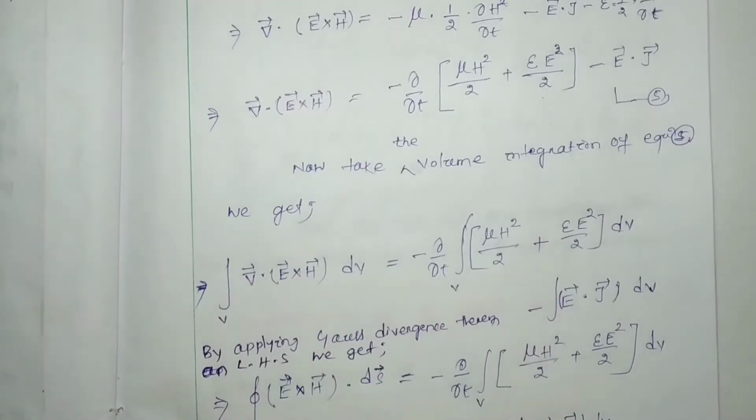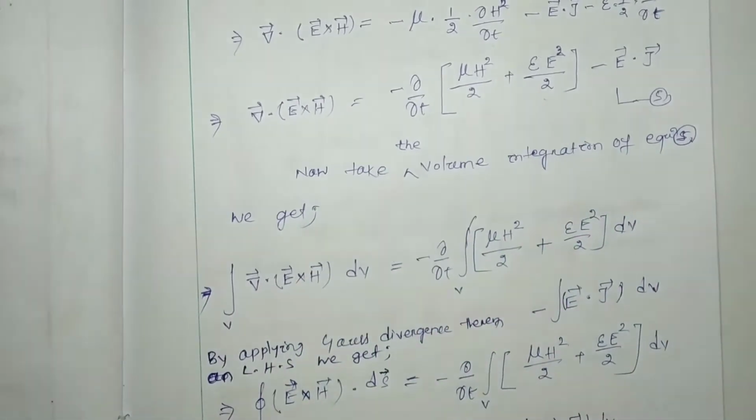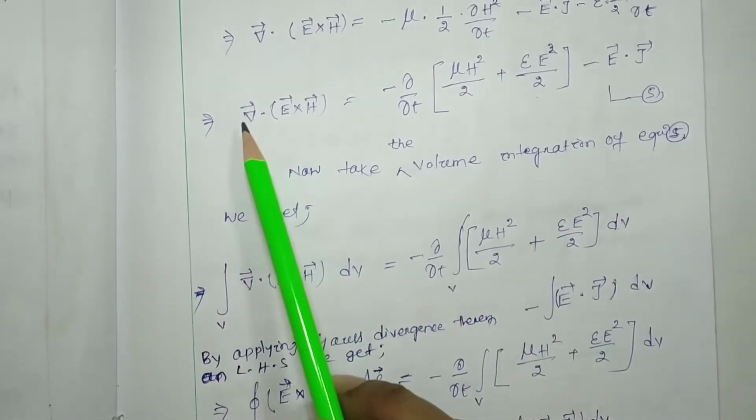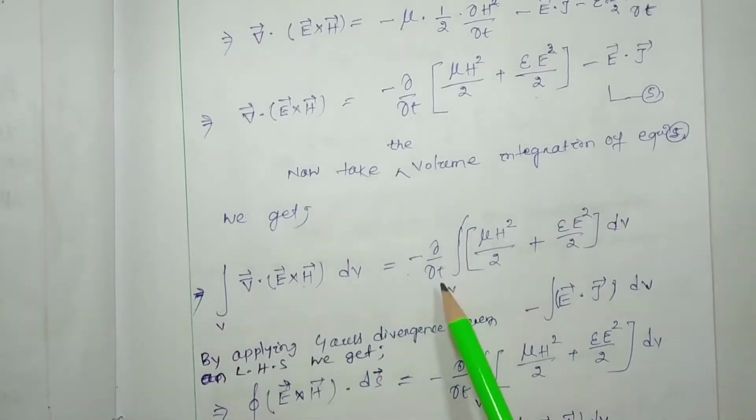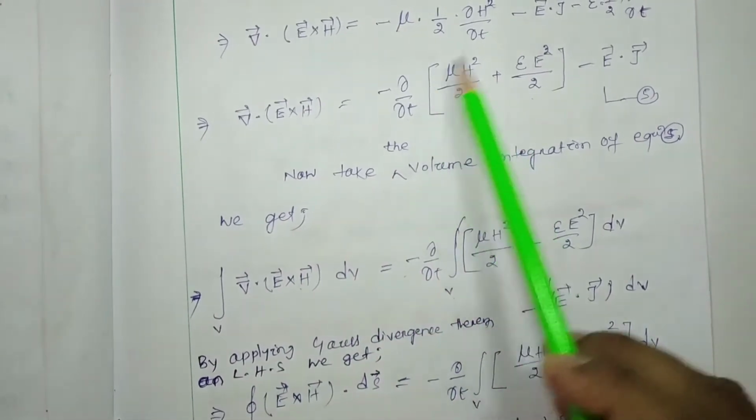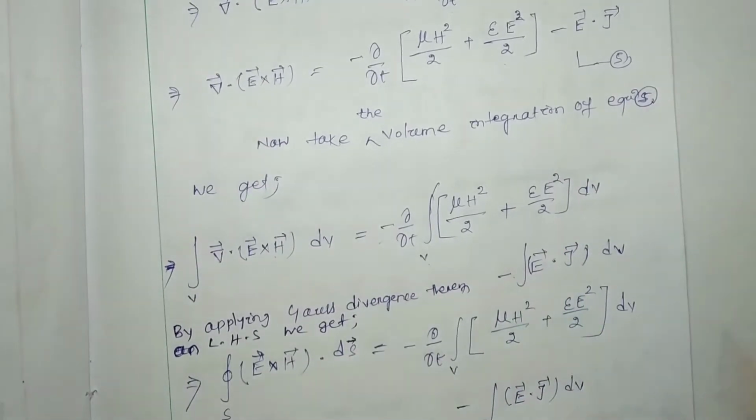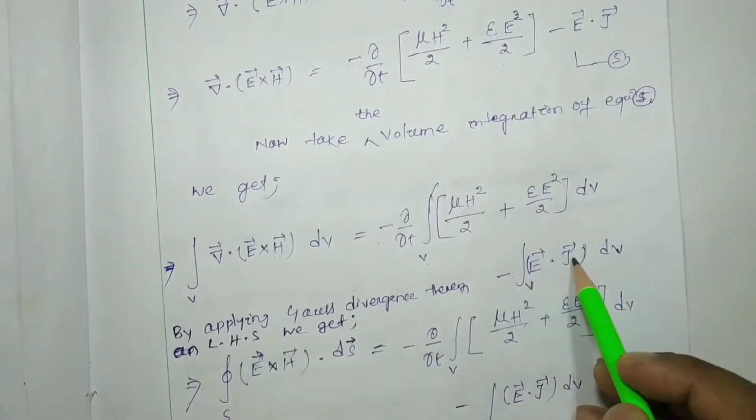Now take the volume integration of equation number 5 on both sides. What are we going to get? The volume integration of del dot E cross H dv equals minus del by del t of the volume integration of this much, and then minus, this is also a volume integration, I forgot to write it, E dot J dv.